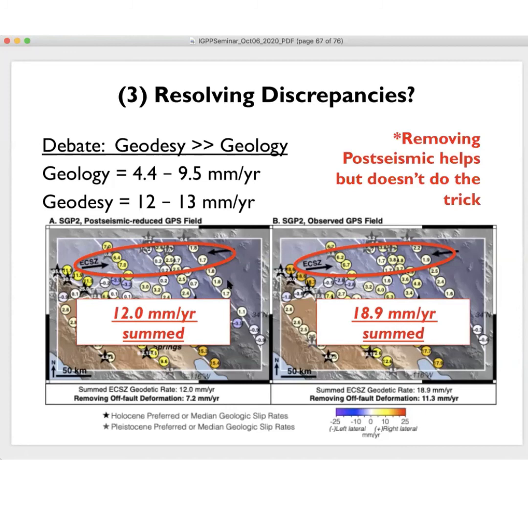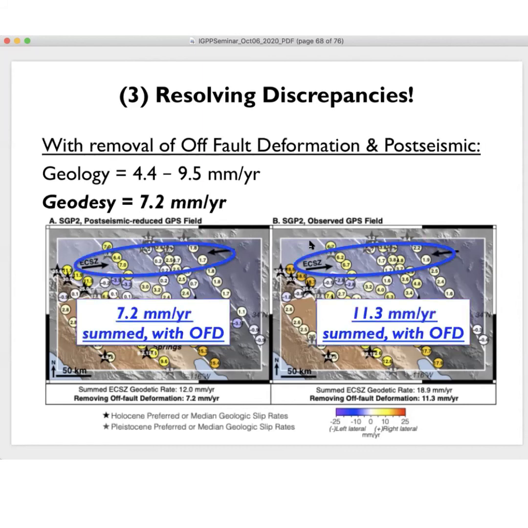And I was hoping it would. It was one of my hypotheses when I started this project that maybe post-seismic would solve everything, right? But it's not the case. However, when we account for off-fault deformation in addition to our post-seismic correction, geodesy fits just fine with the geologic slip rate range.